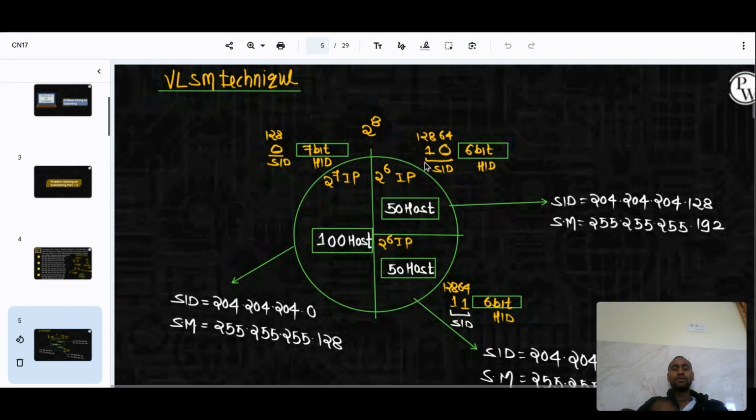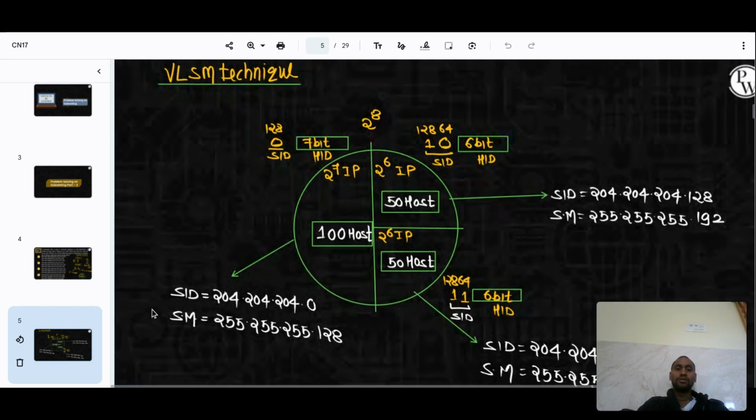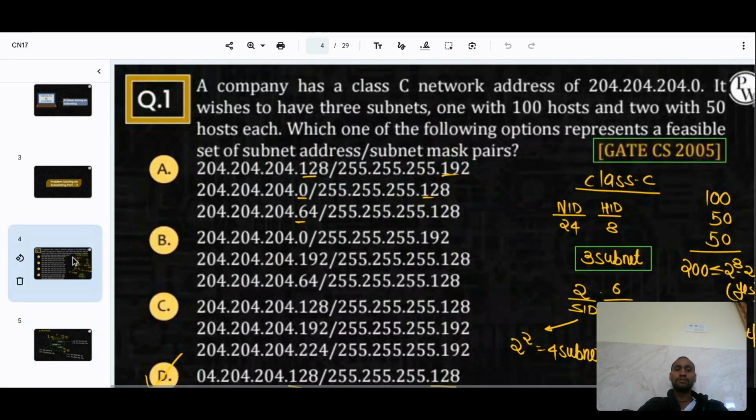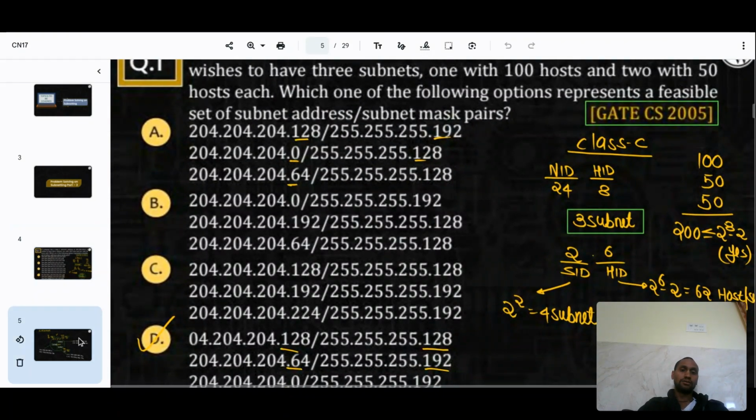Then because we chose 2 bits, 128 plus 64 is 192. Similarly, we find this part because 2 bits are chosen, and it does not matter whether it is 1 or 0. So 192, and this is the same subnet mask because the IP addresses are the same. But the result does not match any option, so we can go for another solution.